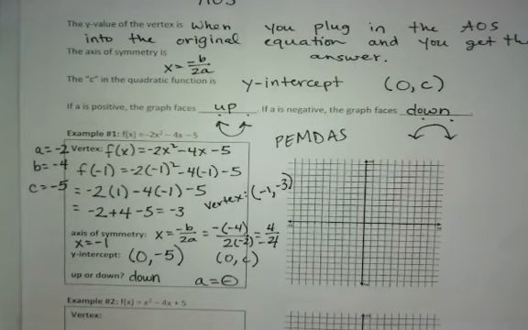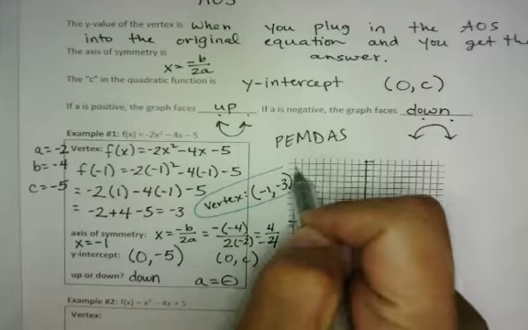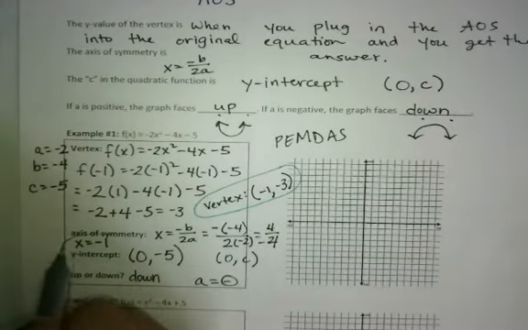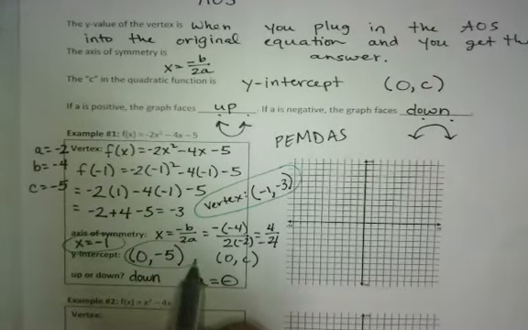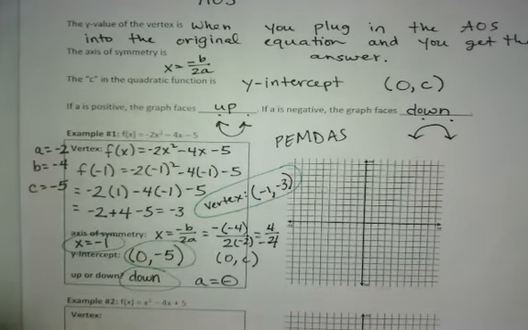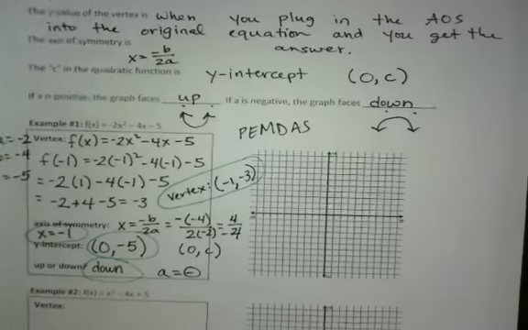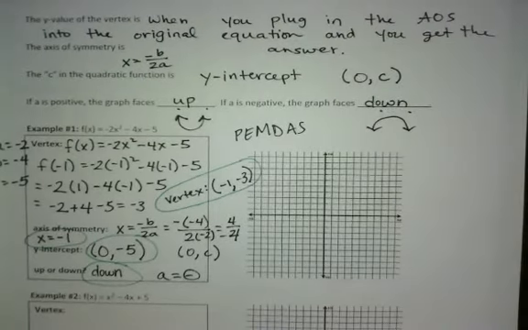So now we have our vertex as negative 1, comma, negative 3. Information that is important to us right now as we are going to graph is our vertex, our axis of symmetry, our y-intercept, and the direction of our graph. Are there any questions so far?